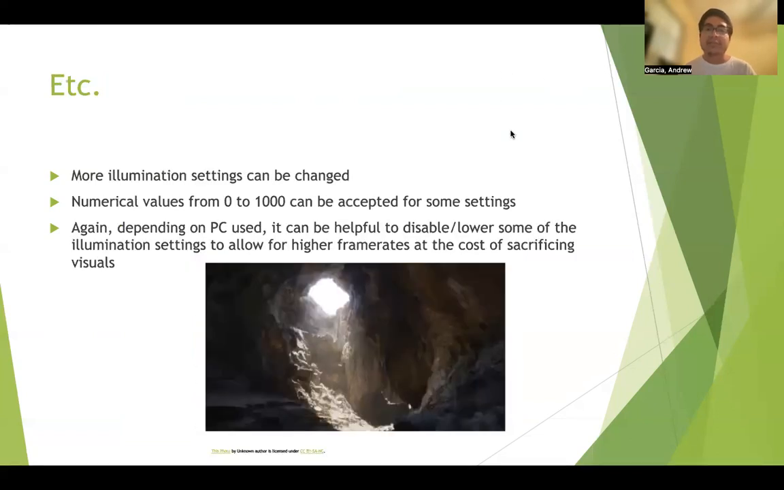More illumination settings can be changed. There are lots of illumination settings for Unreal Engine 5. Numerical values from 0 to 1,000 can be accepted for some settings. Once again, depending on the computer used, it could be helpful to disable or lower some of the illumination settings to allow for higher frame rates at the cost of sacrificing visuals. With higher frame rates, the quality looks very blurry and not as beautiful, because it's a trade-off.